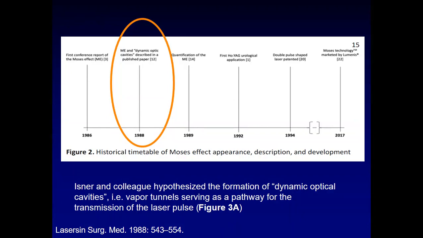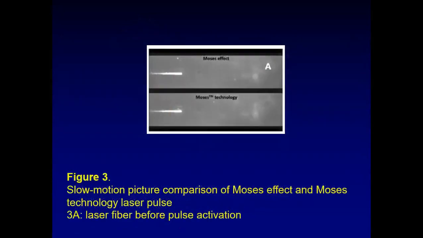After '86, two years later in 1988, Isner and colleagues hypothesized the formation of dynamic optical cavities, vapor channels serving as a pathway for transmission of the laser pulse. So they went a bit further. This picture shows the Moses effect and Moses technology, and I'll be showing you the video at the end, so you'll get a much better idea.